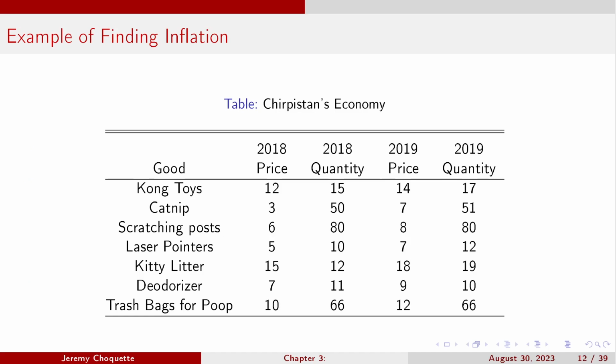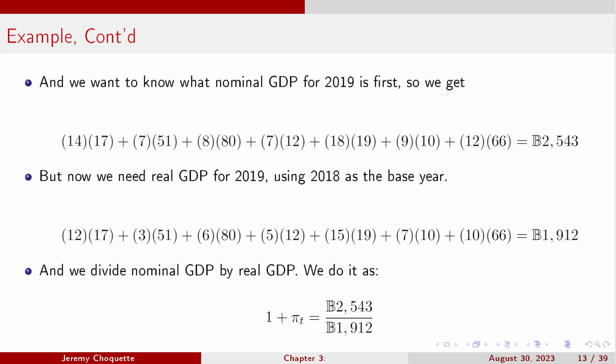So let's say we look at this set of goods with prices for 2018 and 2019. All right, so I got a couple of goods and I've got prices and quantities for both years. Now I want to know what nominal GDP is for 2019. So what do I do? Well, I just do price times quantity plus price times quantity, so on and so forth, and I get 2543. But now I need real GDP for 2019 using 2018 as the base year. So if you look, right, I'm still using 2019 quantities, but I'm using 2018 prices.